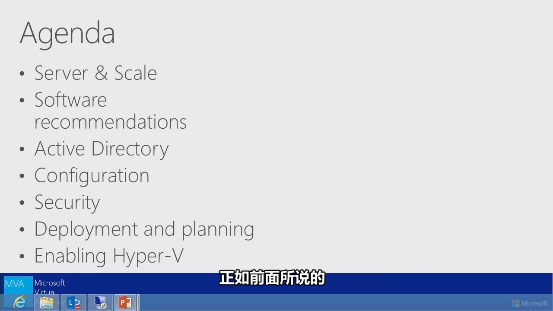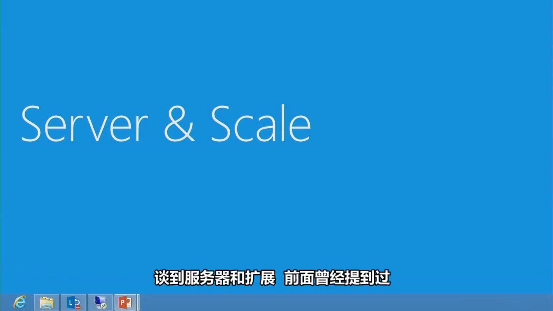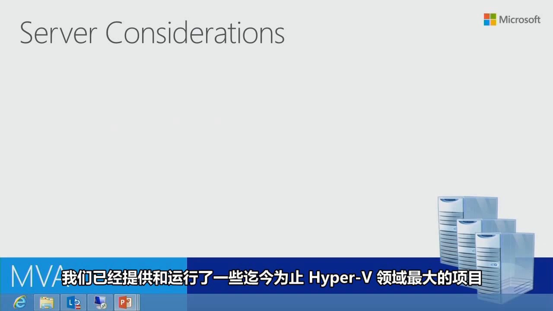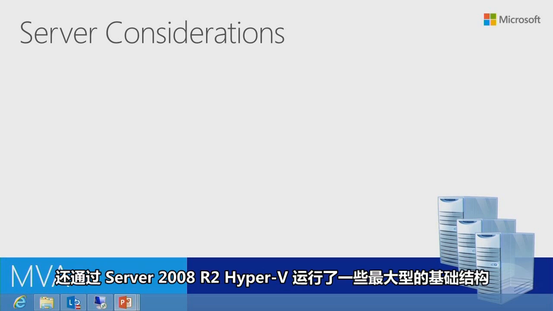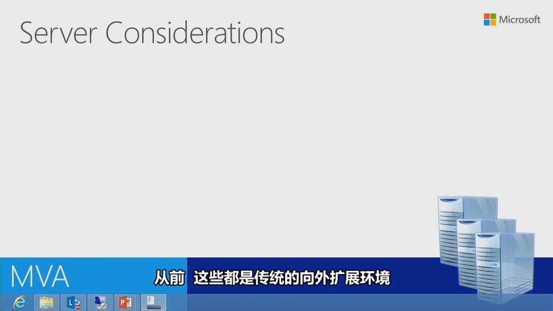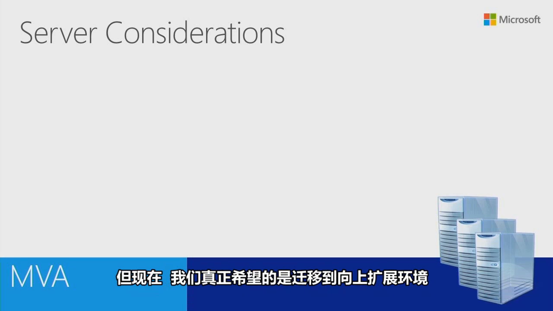We've got a whole bunch of things. And like I mentioned earlier, we could be here the entire day, Simon, and we still won't even scratch the surface of what's new in Hyper-V. So let's get going. When it comes to servers and scale, I previously mentioned that we've been running some of the largest internet properties in the world off Hyper-V. We've been running, for example, Microsoft.com, technet.microsoft.com. We've been running some of the largest infrastructures out there with Server 2008 and 2008 R2 Hyper-V. Those have been traditional scale-out environments. However, now we really wanted to move to scale-up environments as well.